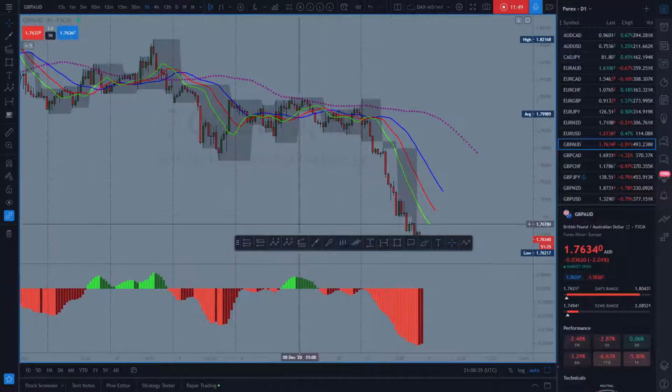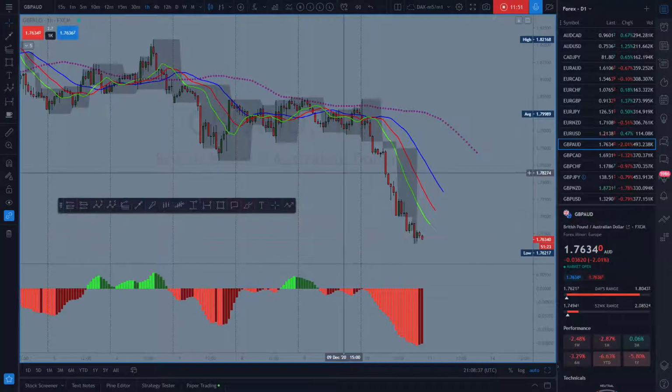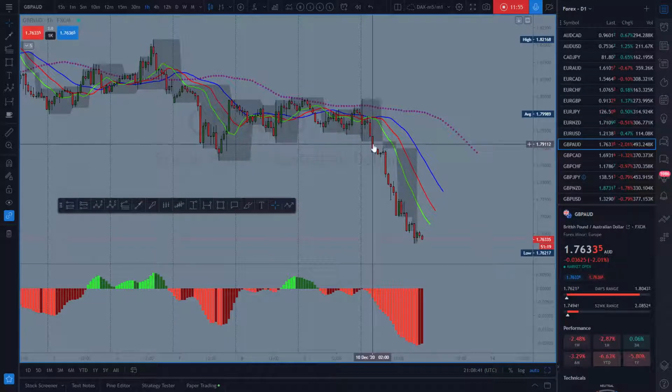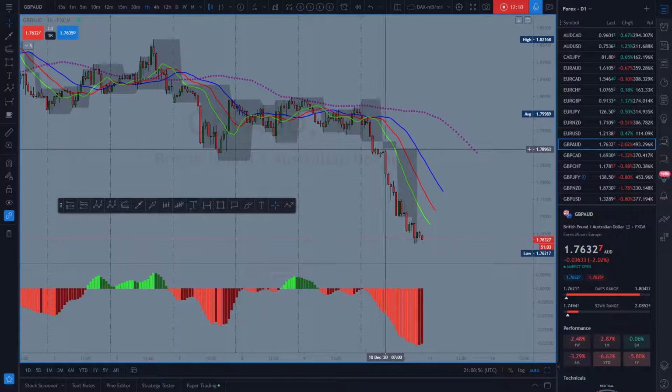So the pound Australian dollar, because the Australian dollar was going up and the pounds were going down, the GBP AUD really went down today. Right at the Frankfurt Open, we had this nice 2-candle pullback, which was really low risk. So if you entered on this, your stop loss would be just above these 2 candles. So your risk was very low.